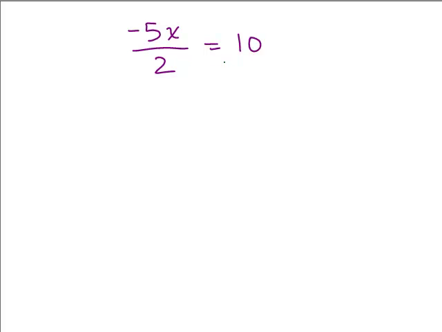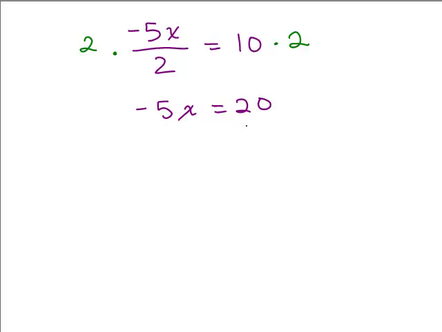One way is to eliminate the fractions by multiplying both sides by the least common denominator. There's only one denominator, 2, because remember 10 is a whole number, so you could think of that as 10 over 1, which means the least common denominator is simply 2. So if I multiply both sides by 2, this is a way of eliminating the fractions. So let's see, that would give me negative 5x equals 20.